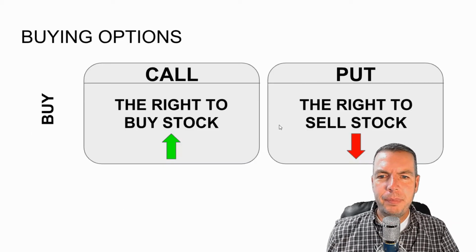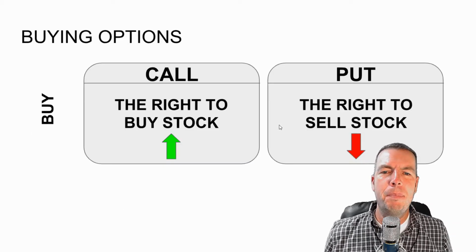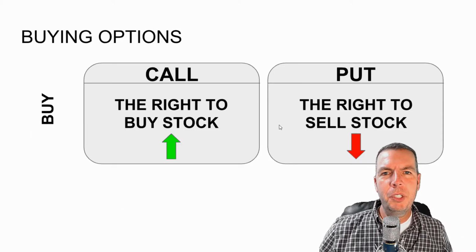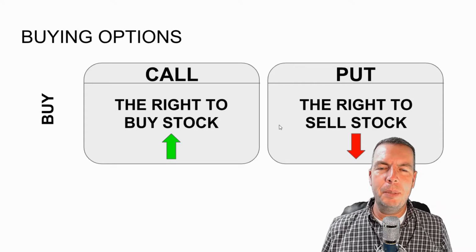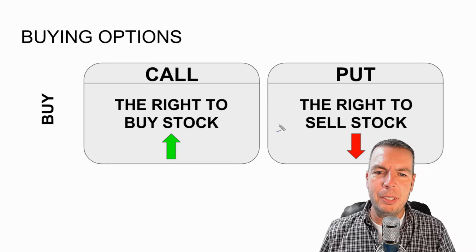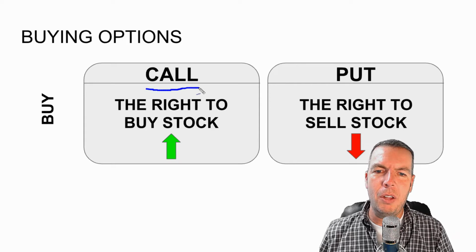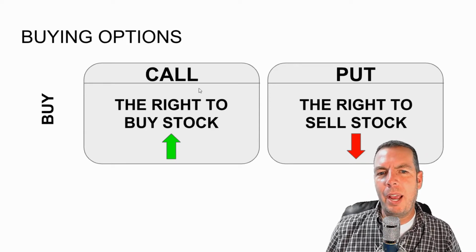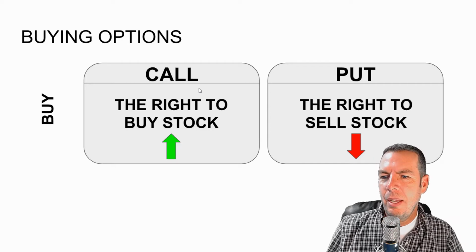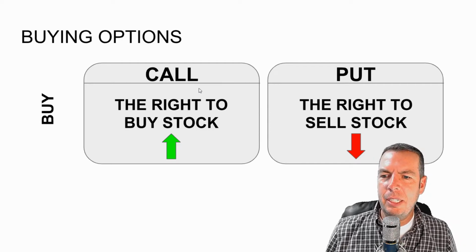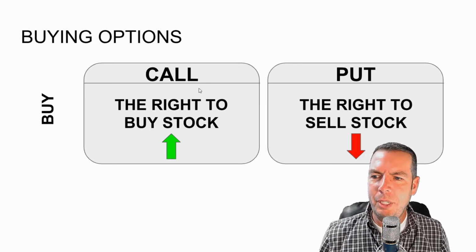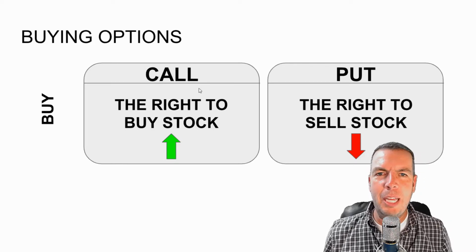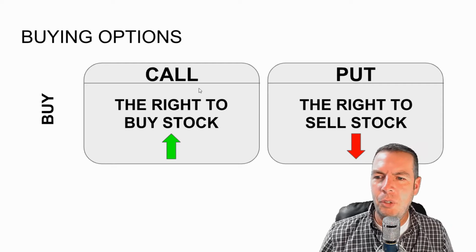All right. Now we're going to be talking about buying options in this video, and in a future video we'll be talking about selling options. We're going to first talk about the call option. When you buy a call option, that gives you the right to buy stock. A single stock option gives the buyer the right, but not the obligation, to purchase 100 shares of the underlying stock for a set price. And that set price is called the strike price.